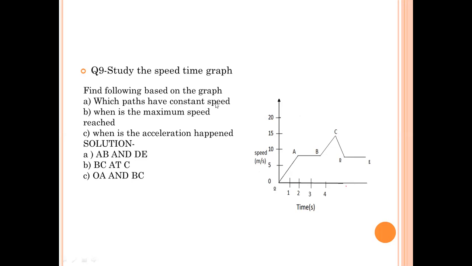Which path have constant speed? एक सी स्पीड से कौन सा पाथ चल रहा है? That is, देखो सीधी लाइन कौन सी है? AB and DE. When it is maximum speed reached, when it is at C, BC चला, जब C पे पहुंचा तो maximum speed है. When is the acceleration happen? कब कब acceleration हो रहा है? एक हो गया OA और दूसरा हो गया BC.